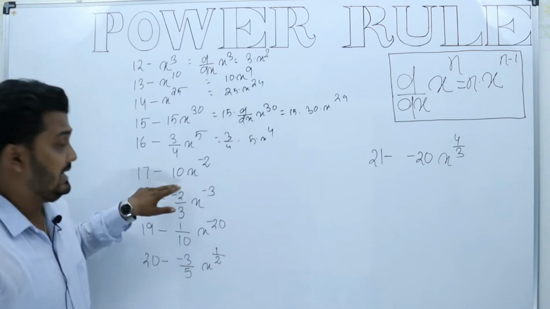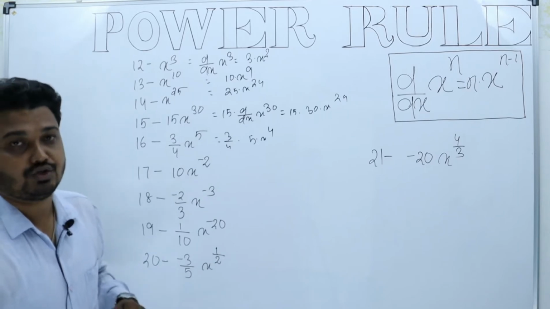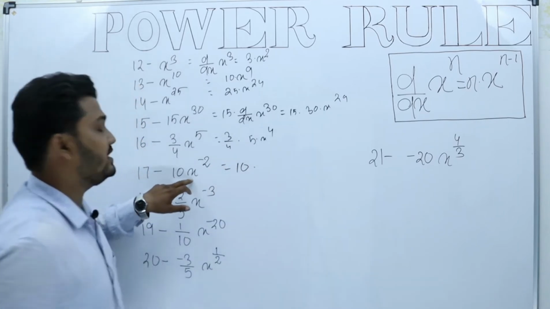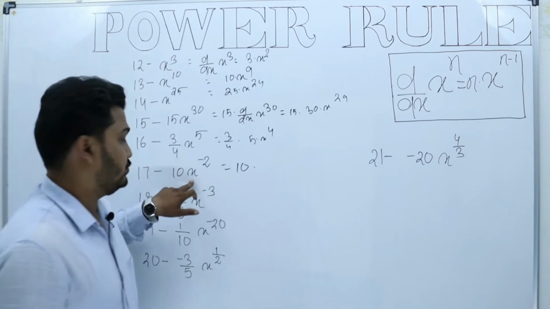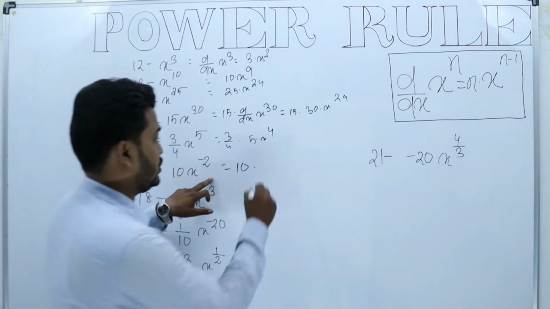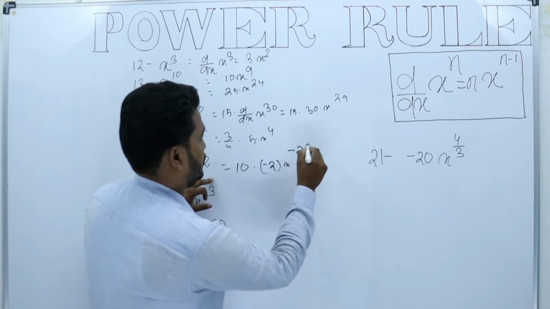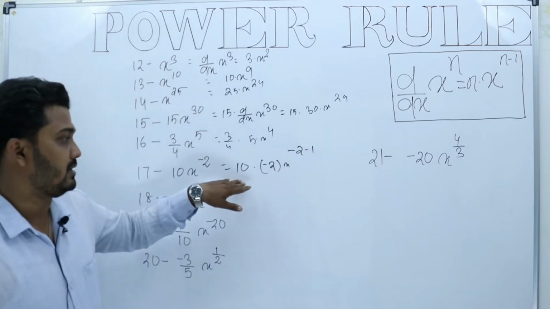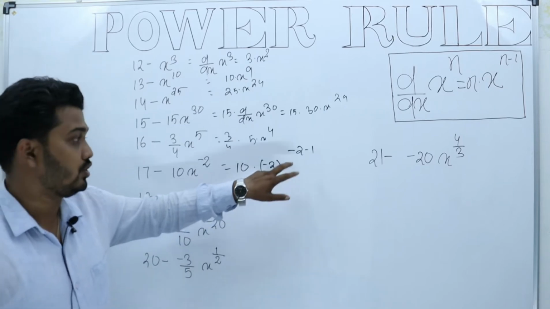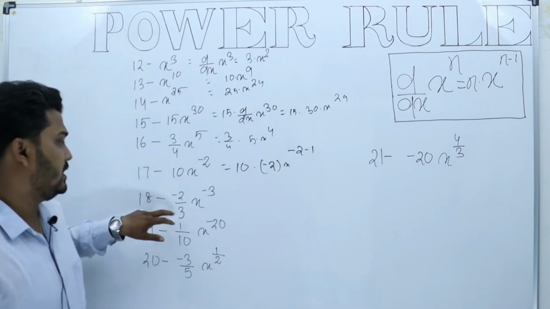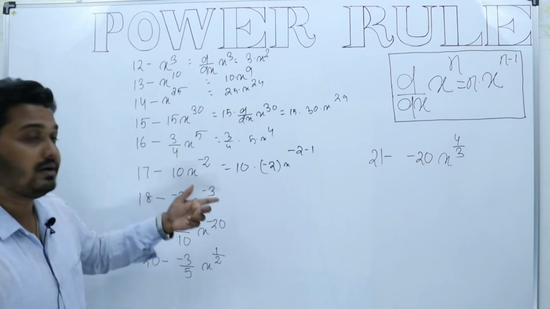Next question, 10x to the power minus 2. 10 is a constant, we will keep 10 outside. We will find the derivative of x to the power minus 2. Power is minus 2, so we will write minus 2 x to the power minus 2 minus 1. In the next step you can multiply 10 into minus 2, and this minus 2 minus 1 will be minus 3. Now next question, minus 2 by 3 x to the power minus 3.